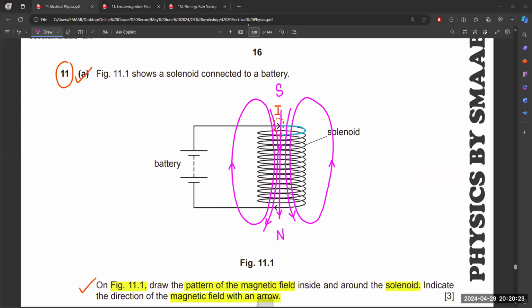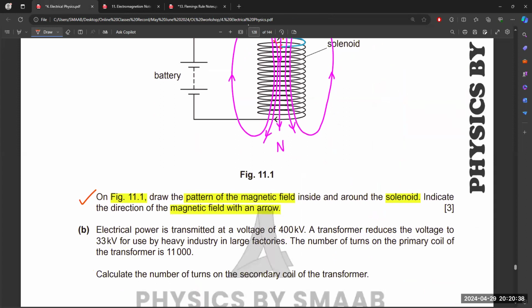Because you are getting 3 marks, for 3 marks, definitely you have to draw the center lines to show the pattern, and one right hand side and one left hand side curve pattern to complete your diagram. So that's how you are getting 3 marks over here.